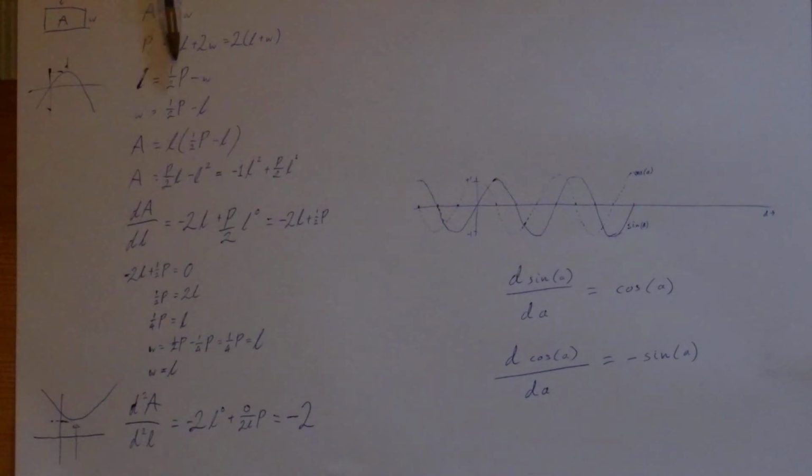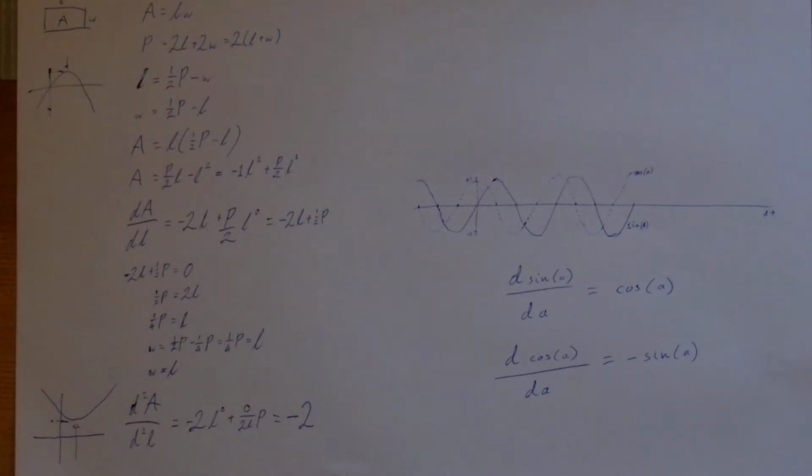Rearranging this a little, the length is half the perimeter minus the width. Split it across there, get half the perimeter, subtract the width, what's left is the length. Or the width is half the perimeter minus the length. Either way works, you can use either. The area can therefore be defined, length times width, length times half the perimeter minus the length, which expands to half the perimeter times length minus the square of length, or to put the square first, minus 1 L to the 2 plus a half p L to the 1.